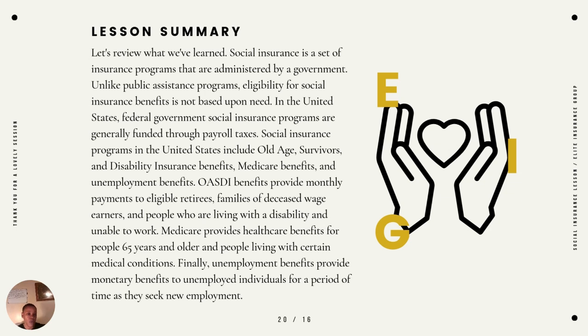So let's just have a review. Social insurance is a set of insurance programs that's administered by the government. Unlike public assistance programs, the eligibility for social insurance benefits is not based upon need. In the U.S., federal government social insurance programs are generally funded through payroll taxes. We've got different types of social insurance programs in the U.S. Those include things like OASDI, Medicare, as well as unemployment benefits.